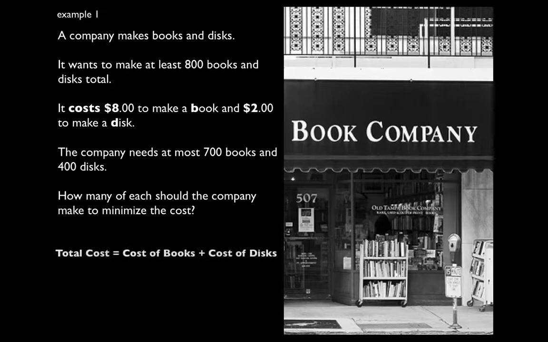All right, so we need to pull a few things out of this. One, the total cost is the total cost of books plus the total cost of discs. And remember, each book costs $8 and each disc costs $2. So the total cost is $8 times the number of books plus $2 times the number of discs.